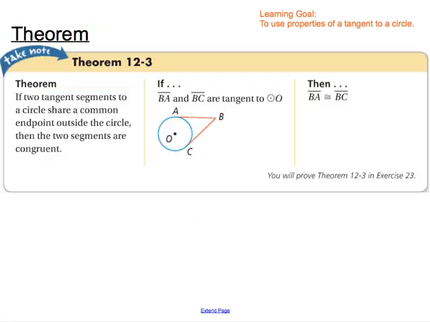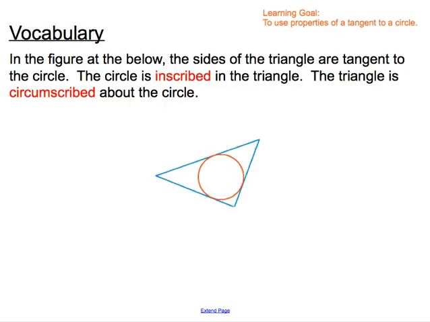Our third theorem states that if two tangent segments to a circle share a common endpoint, then those two segments are congruent. So here you can see both BA and BC are tangent to circle O. They both meet at B. So we know that BA and BC are congruent. I actually like to call this the gnome theorem, because I think this looks like a little gnome hat, so I call it the gnome theorem.